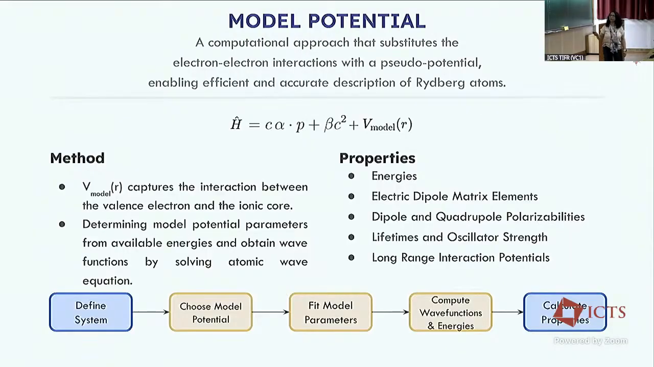And the parameters required for the model potential, usually people calculate them by using available energies. In our case, since we also have access to theoretical calculations, we can also use theoretical parameters wherever the experimental values are not available. So the idea is to use model potential on a relativistic equation and solve for the wave equation and find a number of properties for Rydberg atoms.